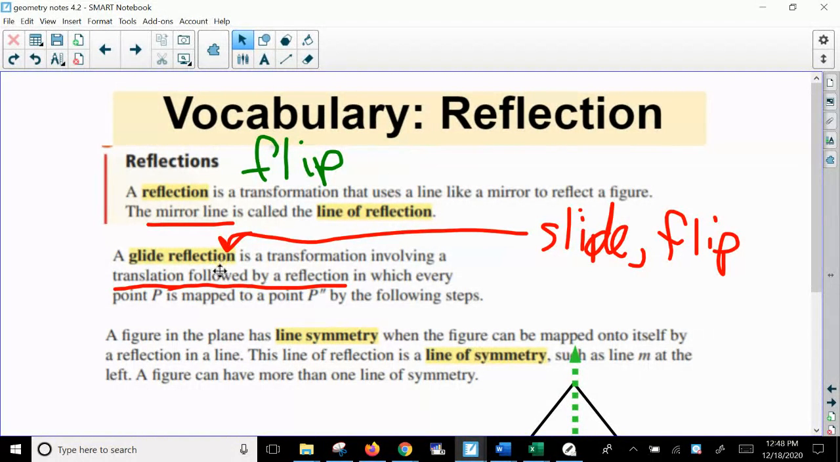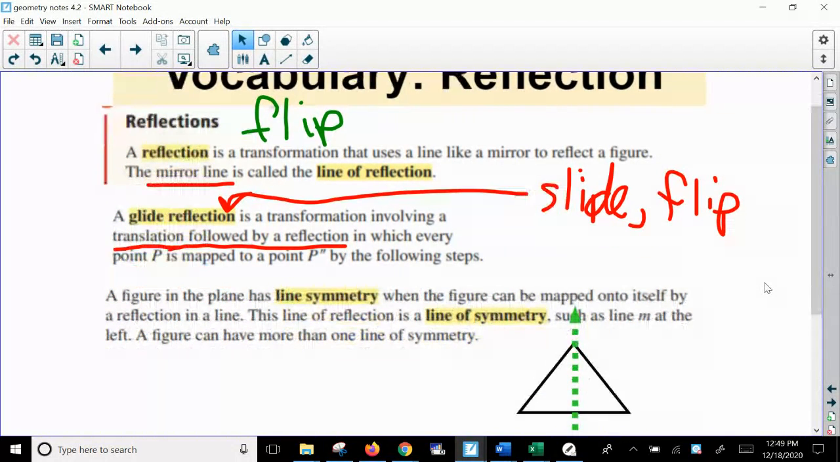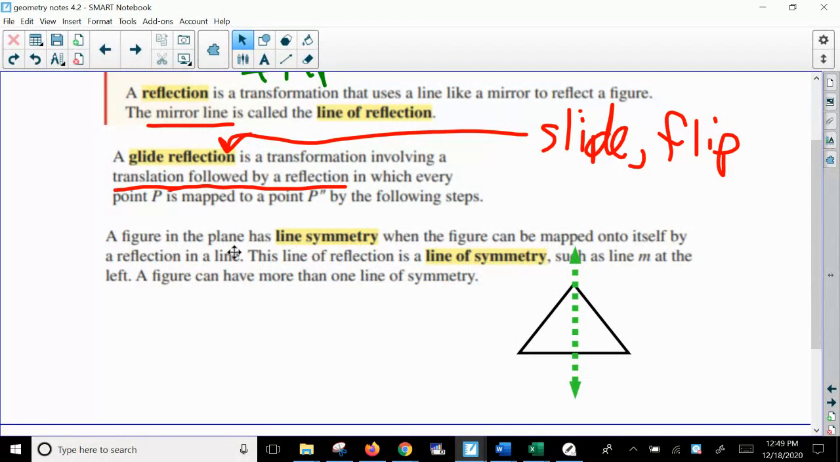A glide reflection is a transformation involving a translation followed by a reflection, which means the object will slide and then flip. A figure in the plane has line symmetry when the figure can be mapped onto itself by a reflection line.